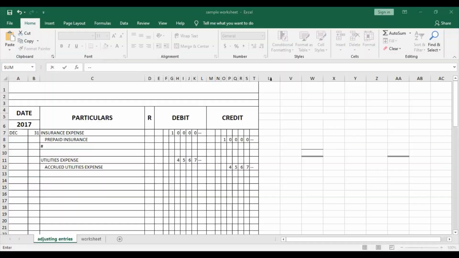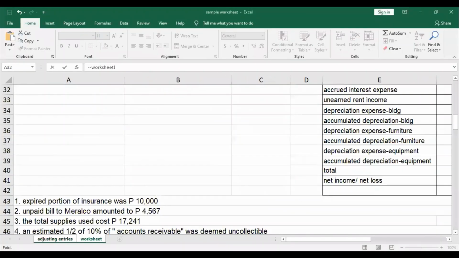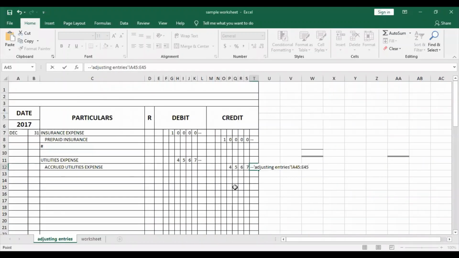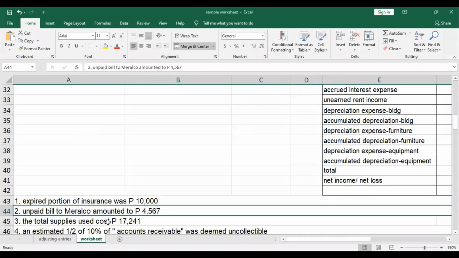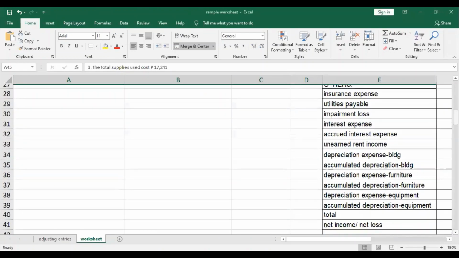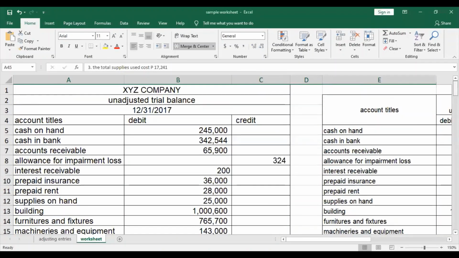For the next transaction is total supplies used cost 17,241. Ang total used supplies mo daw at the end of the year is 17,241. Ito ang pinag-uusapan natin ulit dito, prepaid expense. Ngayon, sa prepaid expense, meron tayong dalawang method, asset method or expense method. Para malaman kung asset method or expense method yung gagamitin natin, punta ka ulit sa unadjusted trial balance mo. Ang pinag-uusapan natin dito, supplies. So, hanapin mo kung may asset ka na supplies.